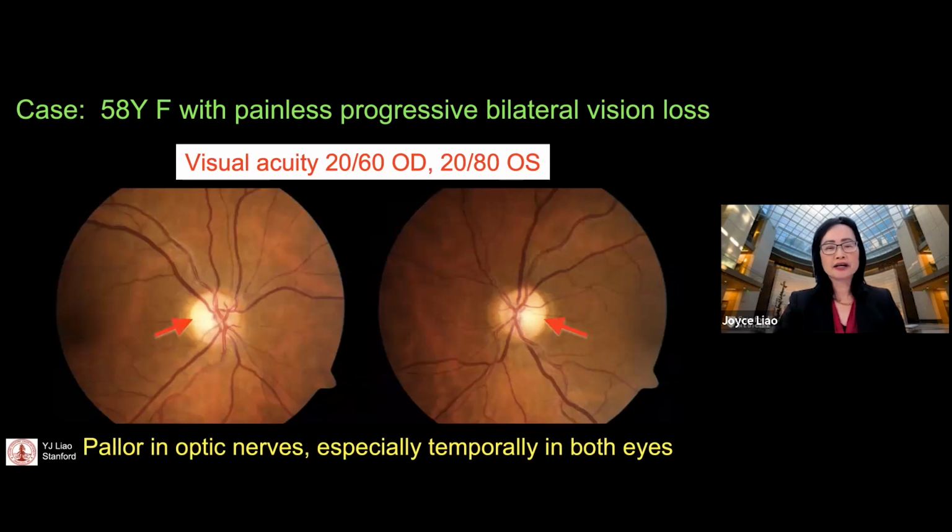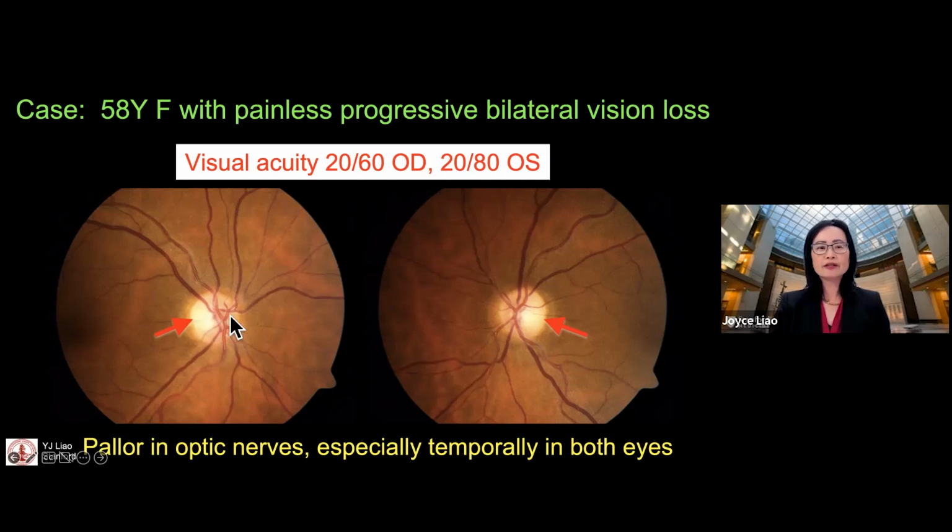The second case is a 58-year-old woman with painless progressive bilateral vision loss. Her vision was not as good as the first patient. It was 20/60 in the right eye and 20/80 in the left eye, which means she's not able to see the 20/20 line, but the font needs to be larger in order for her to see. In this case, there was no swelling in the optic nerve, which is good.